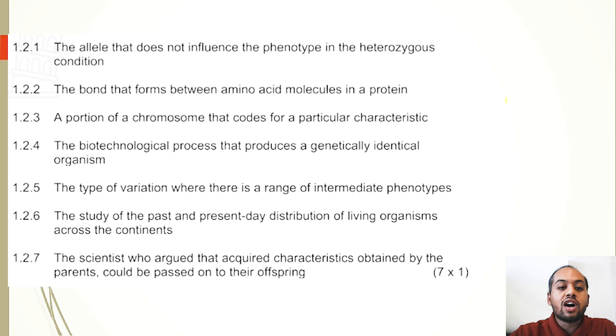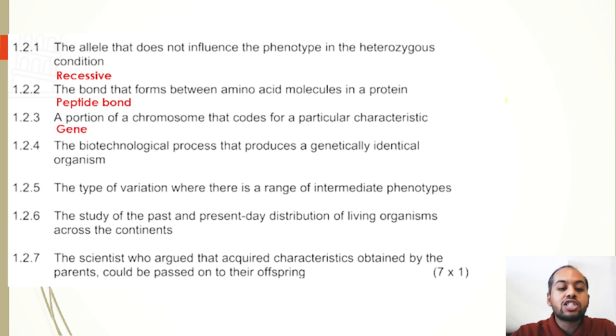The allele that does not influence the phenotype in the heterozygous condition is going to be referred to as the recessive allele. Because remember, in the heterozygous condition, it's the dominant allele that's going to be expressed in the phenotype. The bond that forms between amino acid molecules in a protein is a peptide bond. A portion of a chromosome that codes for a particular characteristic is referred to as a gene.